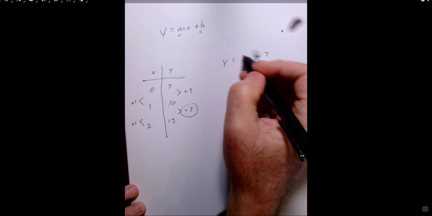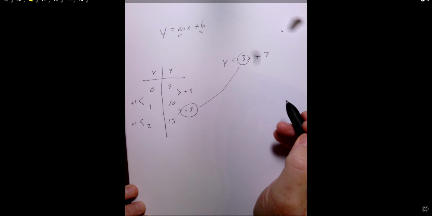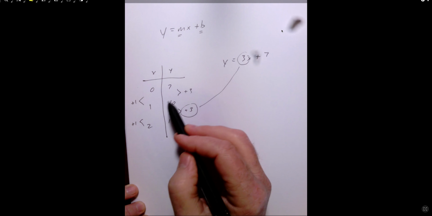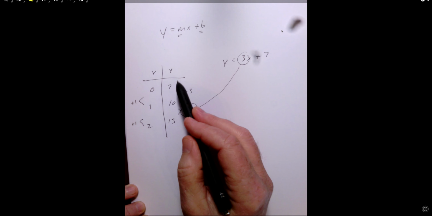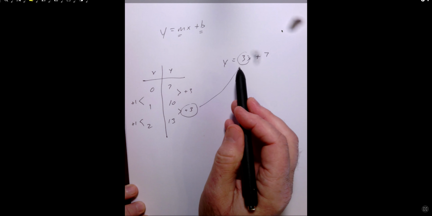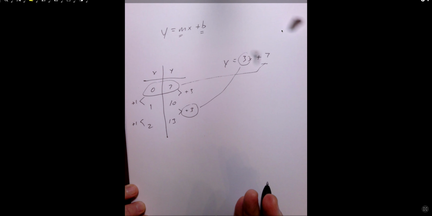Do you think it's by accident that these two numbers turn out to be the same number? No, it's not by accident, because it is precisely the definition of the slope. As x increases 1 unit, the change in y is 3 units. That's what our slope is. That's the definition. Then I ask them, do you think it's by coincidence or by design that 7 just happens to be beside x equals 0? No, it's by design. That's precisely what the intercept is. It's the value of y when x is equal to 0.